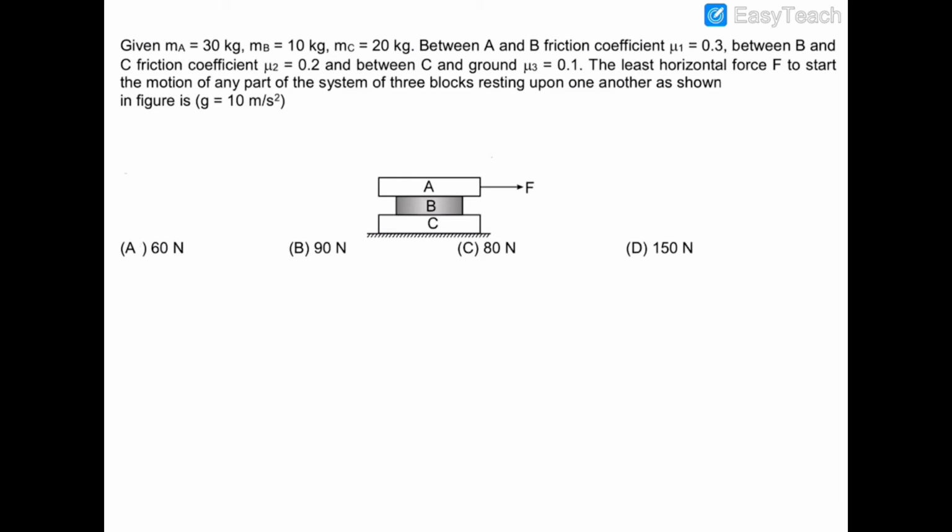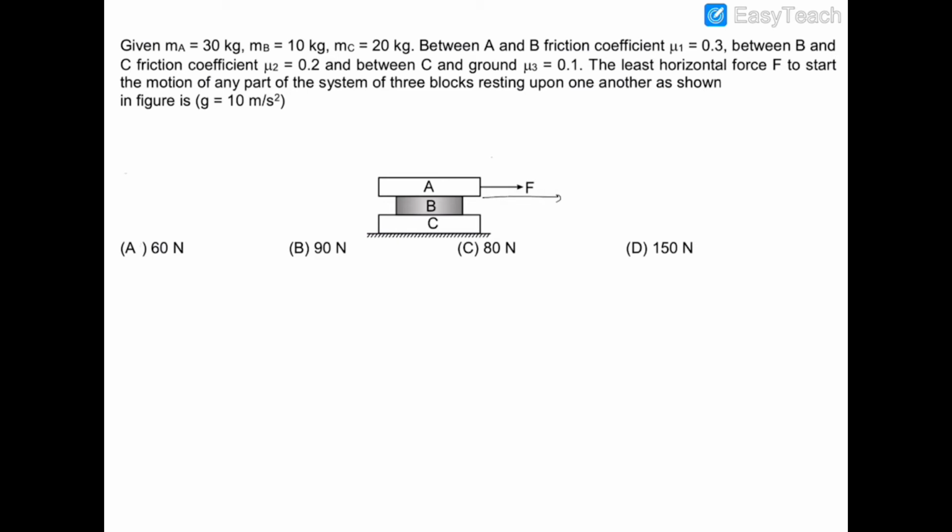the coefficient of frictions between all three surfaces are given to us, and we need to find out the least possible value of F, so that any part of this system of three blocks starts the motion. So we need to find out that least value of F for which any part of this system will start the motion. So first of all, we should find out the value of maximum frictions of all these three surfaces.